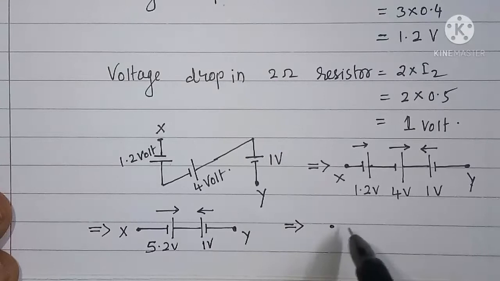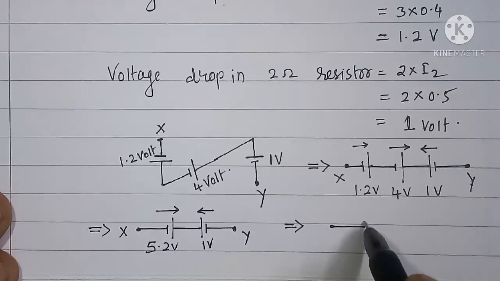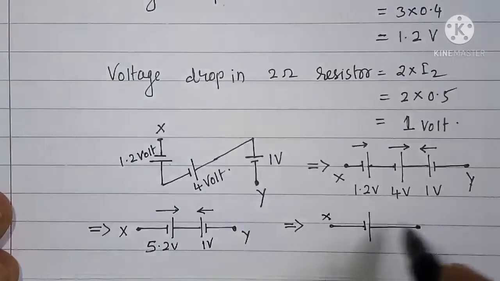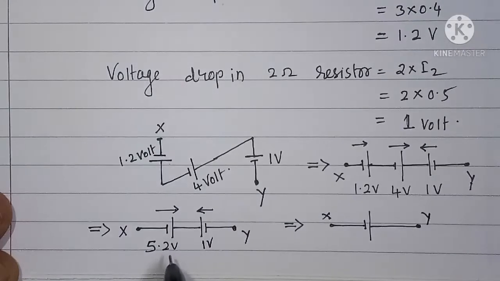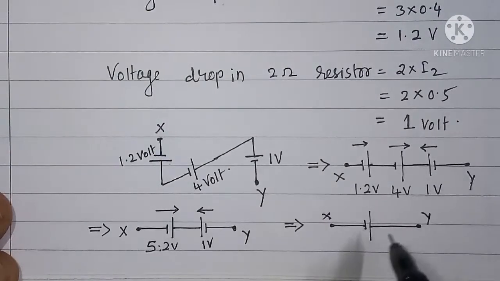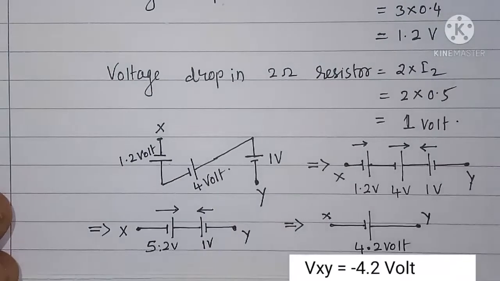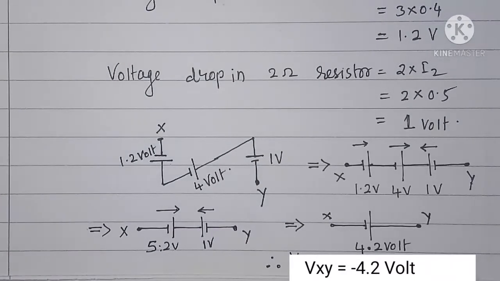Now we have to get the resultant voltage between X and Y as 5.2 minus 1, because these two sources are acting in opposite direction. That becomes 4.2 volt. Therefore, the voltage across X and Y terminals is minus 4.2 volt, as the Y terminal potential is higher than the X terminal potential.